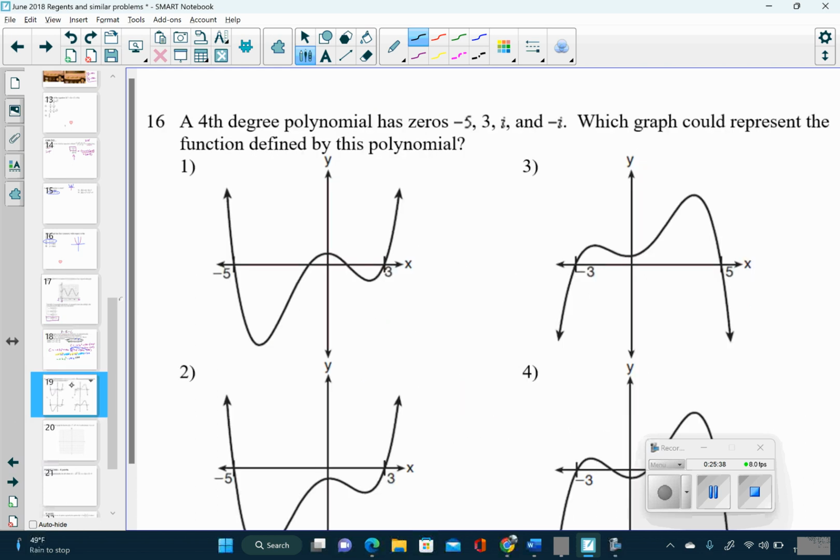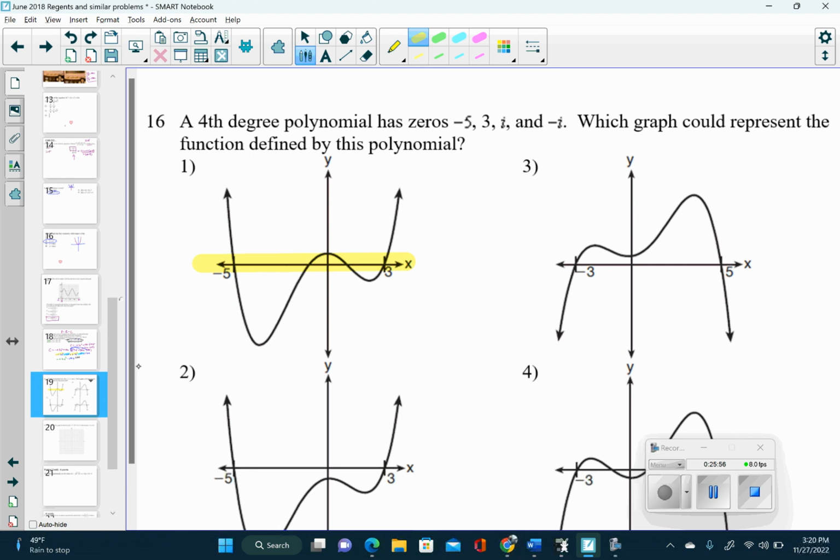Okay. Next one. So a fourth degree polynomial has zeros. Zeros are literally just where it crosses the x-axis. Okay, where it crosses the x-axis. Let me just go ahead and do a highlighter. So over here, this crosses at negative 5 and 3. Negative 5 and 3.